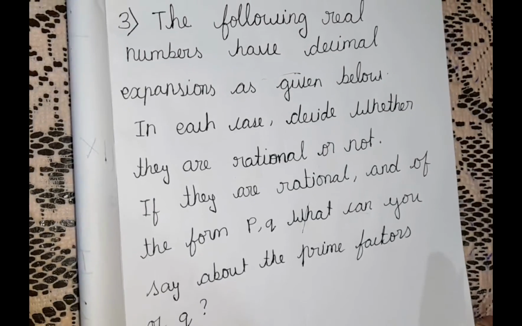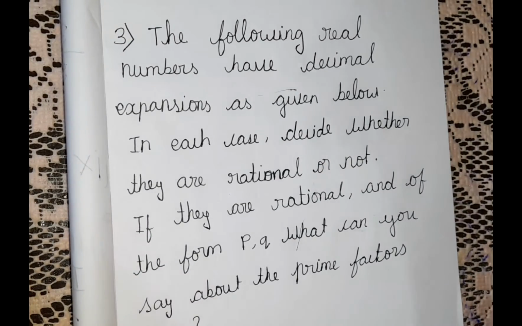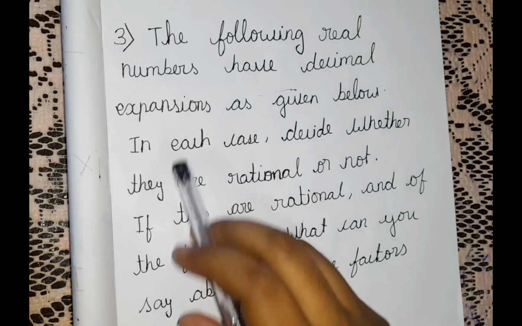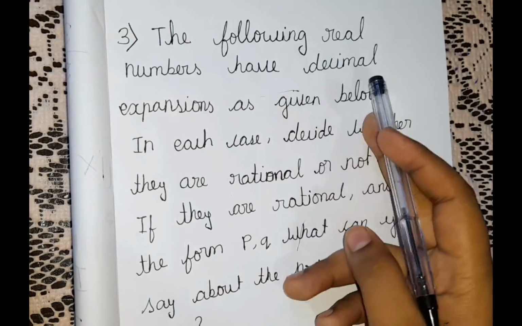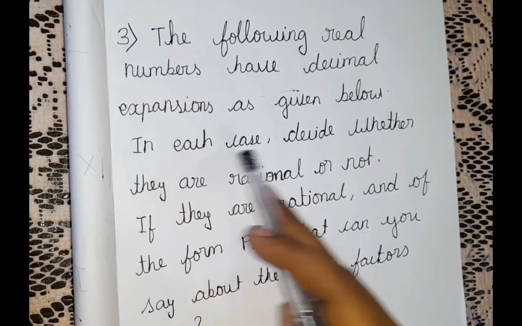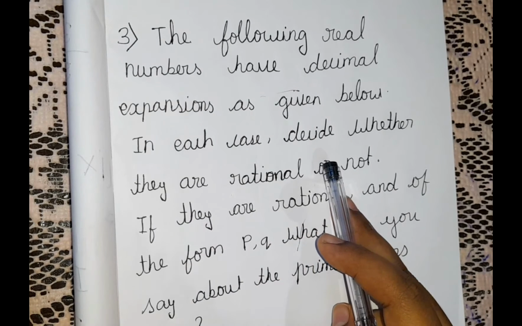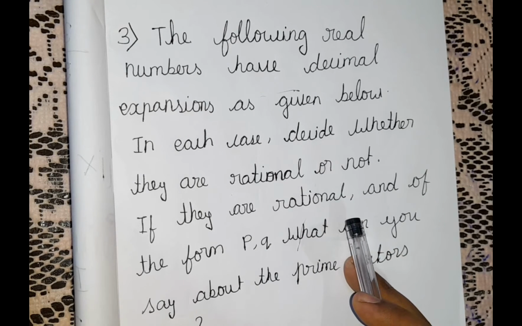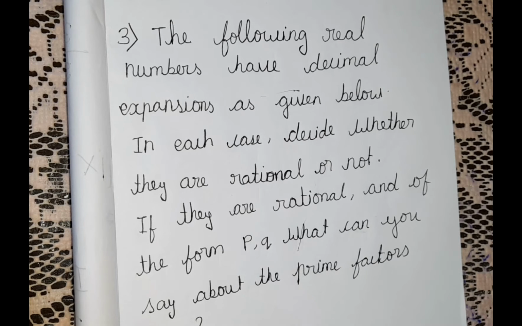This is somewhat big, because we should understand what they are trying to say. We have some real numbers which have decimal expansions, and in each case we should decide whether it is a rational number or not. Do you know what rational numbers are? Rational numbers are in the form p by q, where q is not equal to 0 and p and q are integers.